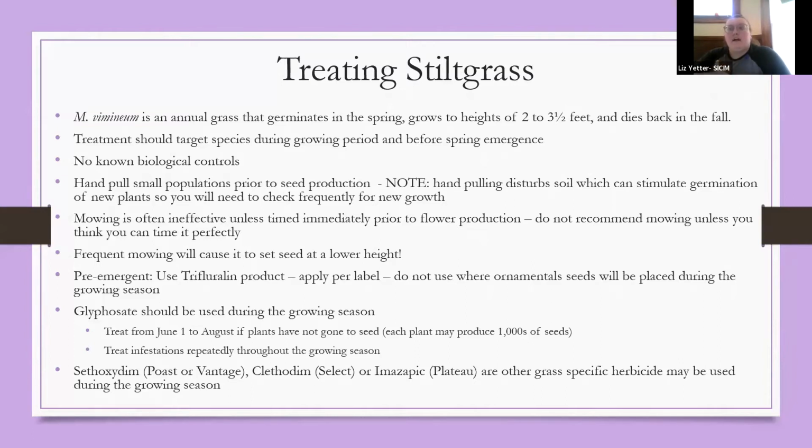Mowing for this grass can be quite ineffective just due to having to time it correctly, before flower or seed production has occurred. Because of where the flower lies on this grass, underneath the leaf, you can't always see it. And mowing it can actually stimulate the grass to produce seed when it's shorter, so that can actually stimulate growth at a lower level. So mowing, unless you can time it just right, we tend to avoid for manual treatment.